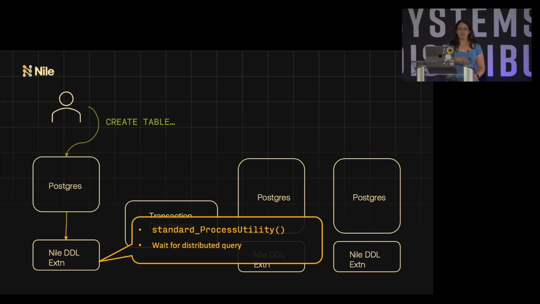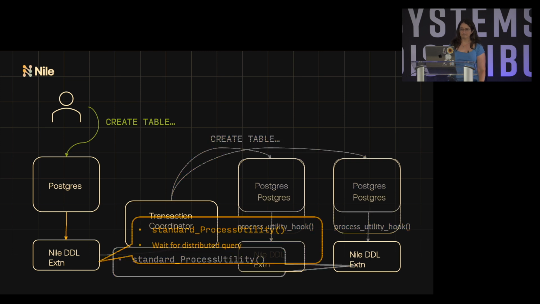Once create table went everywhere, remember, we're still in a hook. We got called before the original create table got processed. At some point, we need to tell Postgres, you know what, go ahead and actually create this table. This is when we do it. And in parallel, when I say wait for the distributed query, we actually tell the transaction coordinator, OK, start telling those machines to actually run the distributed query.